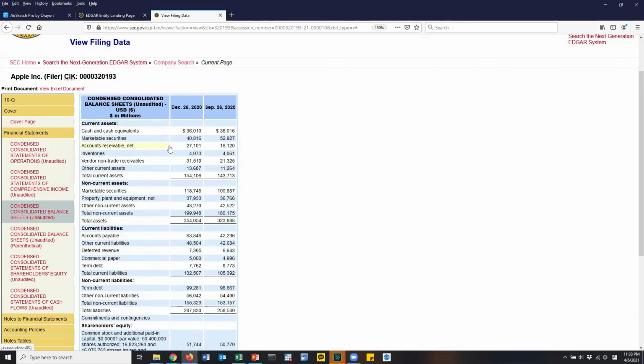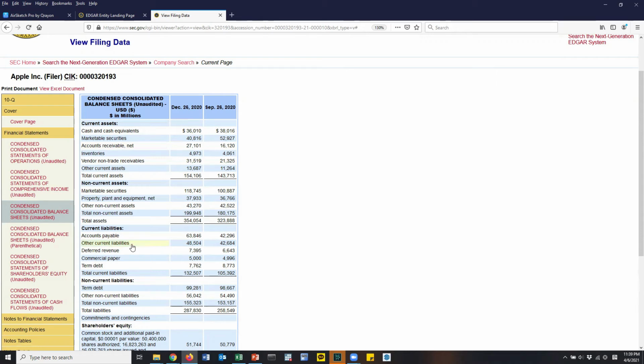Accounts receivable, we saw that, right? Inventory, the goods that are ready to be sold, like Apple iPhones and iPads in Apple stores. Some other types of receivables and other current assets. Their total current assets is 154 billion.